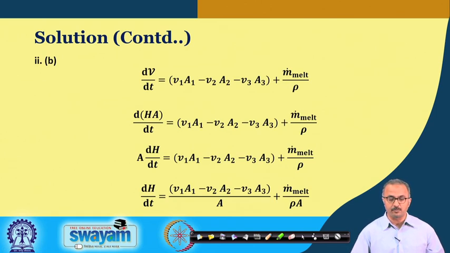For the next problem, we have the melting ice. So, now again for this V, we put HA, and A is taken out of the differential, and we finally get this expression. Now, you can see this expression is a slight modification of the earlier expression, and in this case, if you put the M melt as 0, then we shall have the same expression as earlier, and this is some kind of an internal check.